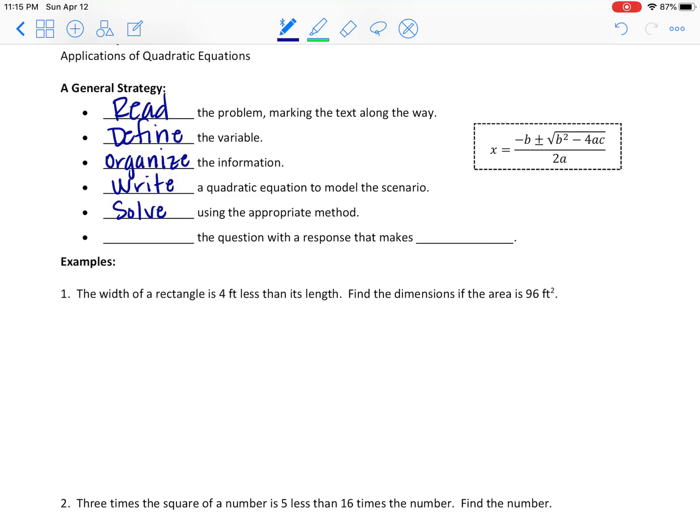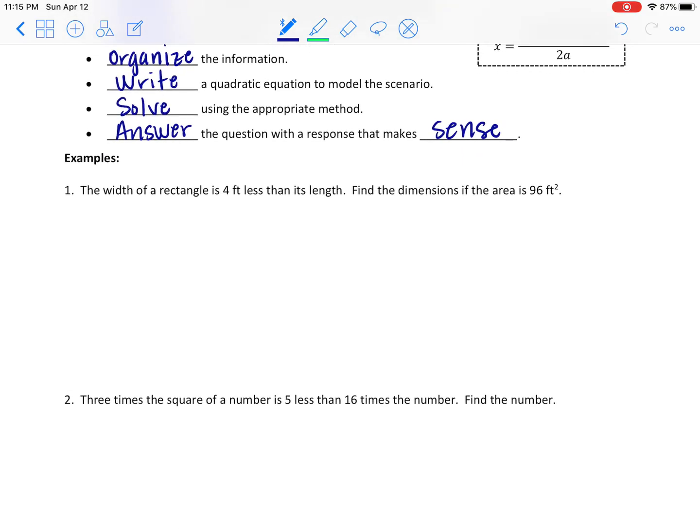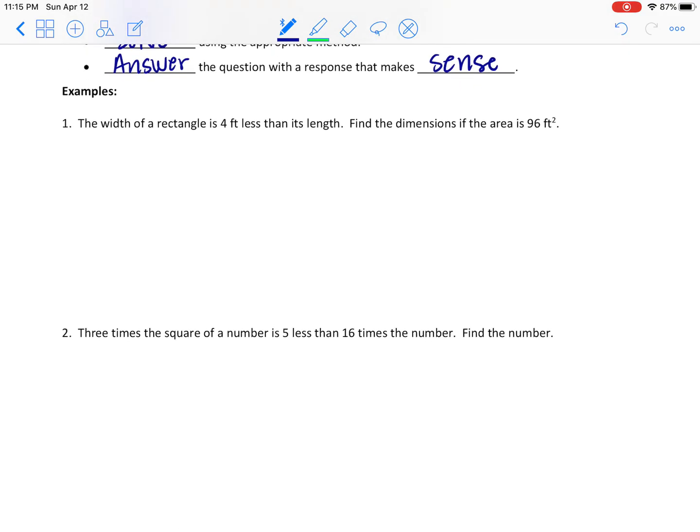And then once we've solved, we want to answer the question appropriately, right? Make sure we have an answer that makes sense for the question. So lots of times we get two answers, or both of those answers are going to make sense. We're going to have to make sure, okay? So we're going to start off with one that's relatively easy, in my opinion. It says the width of a rectangle is 4 feet less than its length. Find the dimensions, if the area is 96 feet squared.